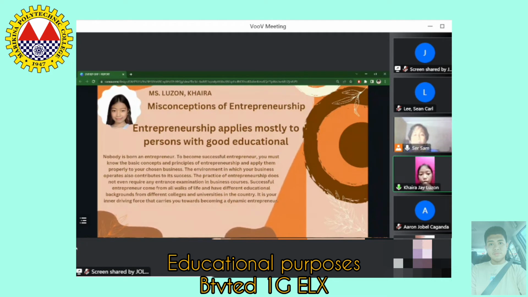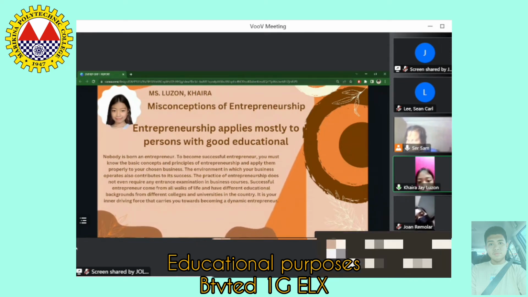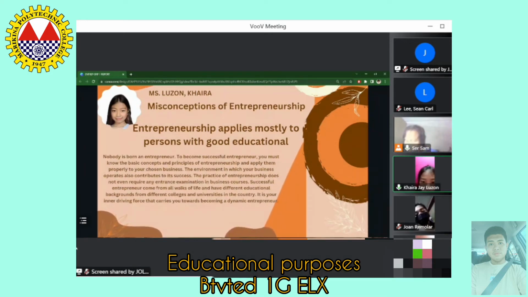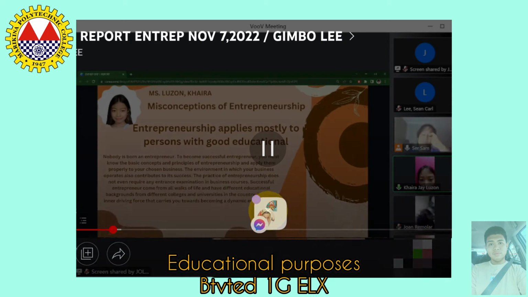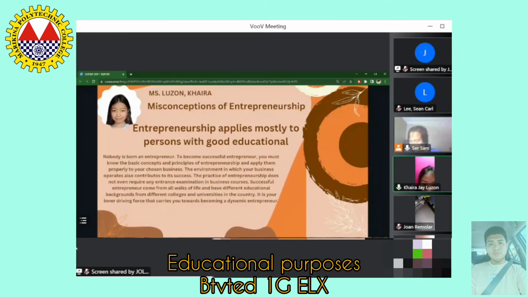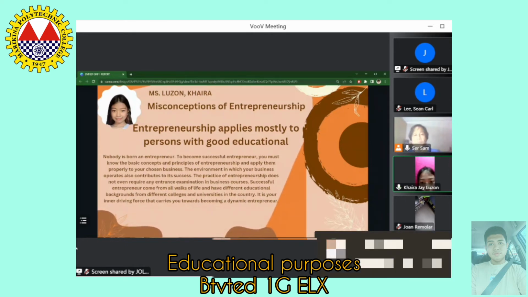Entrepreneurship applies mostly to person with good educational background. About sa entrepreneurship, sabi dito is, nobody is born an entrepreneur. To become a successful entrepreneur, you must know the basic concepts and principles of entrepreneurship and apply them properly to your chosen business. The environment in which your business operates also contributes to its success. The practice of entrepreneurship does not even require any entrance examination in business courses. Successful entrepreneurs come from all walks of life and have different educational backgrounds from different colleges and universities in the country. It is your inner driving force that carries you toward becoming a dynamic entrepreneur.